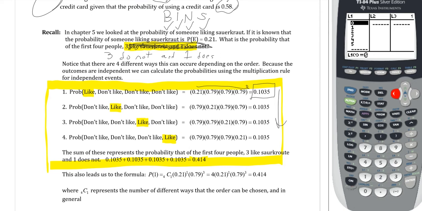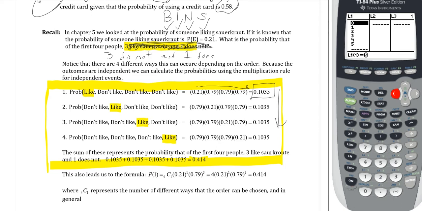Alternatively, what we could do instead is use the binomial formula because this is binomial. They either like a sauerkraut or they don't, so that's B. 1 person liking sauerkraut means that another person doesn't. I think we also gave that they were considered independent. N was how many trials. We had 4 different people. And the probability of success of somebody liking sauerkraut was 0.21, so it was the same no matter how we did it.